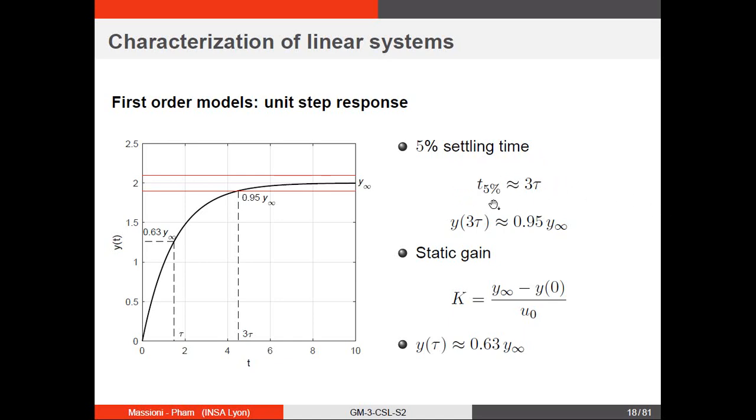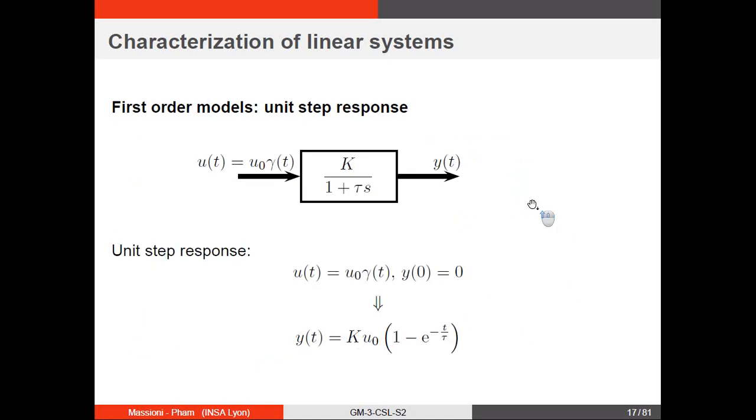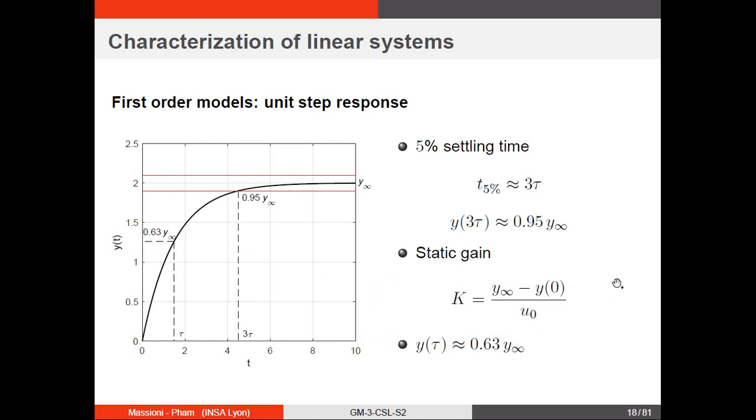This can be computed. It is not so difficult to do. You can just use this formula here. If you are interested, try to do this exercise. How to do it? Basically, set this expression equal to 95% of the final value, and then find out what t is. Another interesting number is what you have after 1 tau of time: you have 0.63 of y infinity.